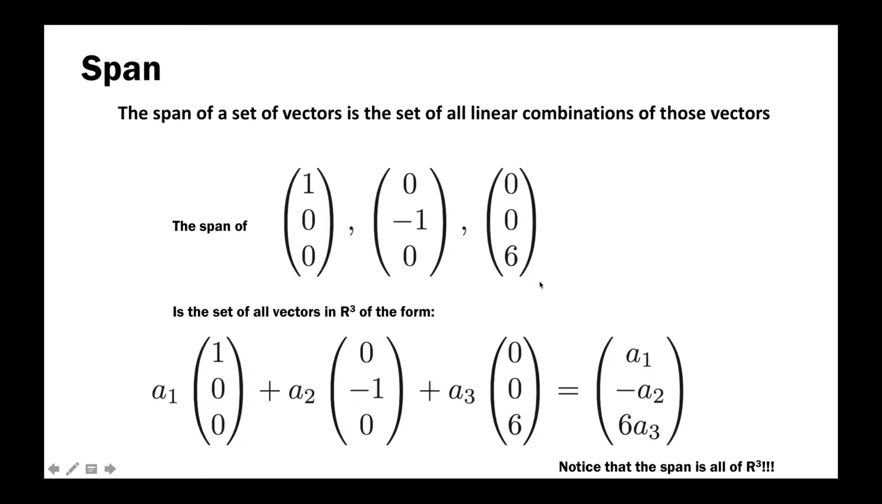A related concept is the idea of the span. The span of a set of vectors is the set of all linear combinations of those vectors. So let's compute the span of this previous example. The span of these three vectors would be the set of all vectors in R3 of the form a constant times the first vector, a constant times the second vector, and a constant times the third vector. We've already computed this, so it's all the vectors of the form a1, minus a2, and 6a3, where a1, a2, and a3 are arbitrary numbers. Notice that I can write any vector in R3 in this form. So we say that the span of these three vectors is all of R3.